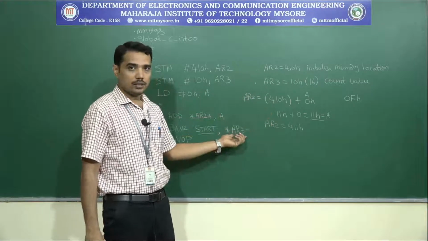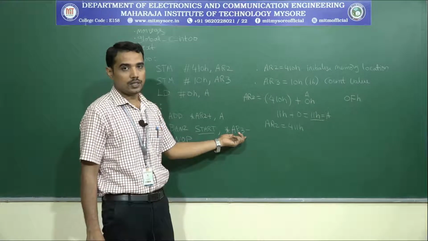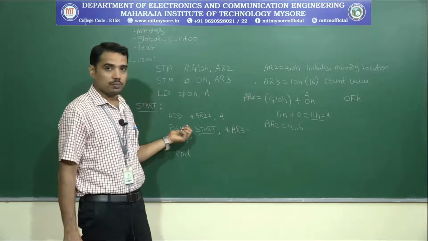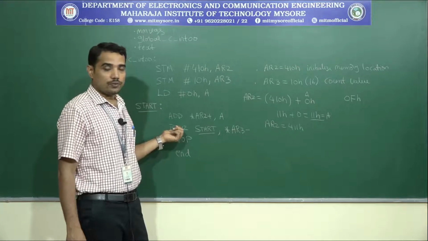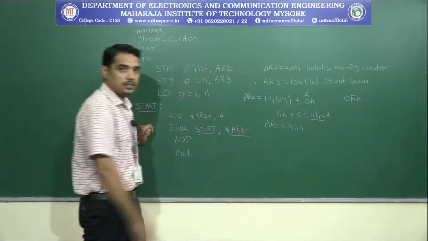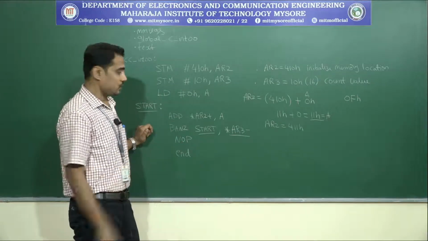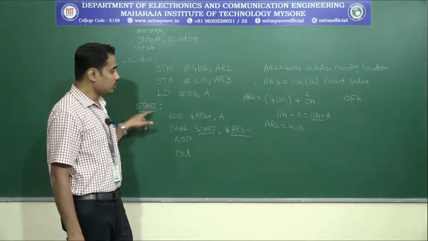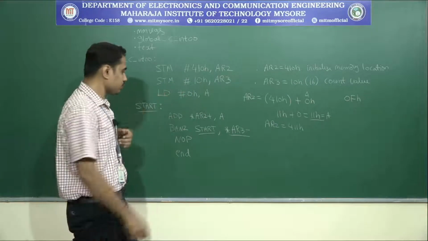Now the question is, is 0FH equal to 0? No. 0FH is not equal to 0. If it is not equal to 0, it has to branch to the target address here. Which is the auxiliary register here? The auxiliary register is AR3. The contents of the auxiliary register is not equal to 0. Hence we have to branch to the target address, that is start. So still 15 more iterations are to be computed.